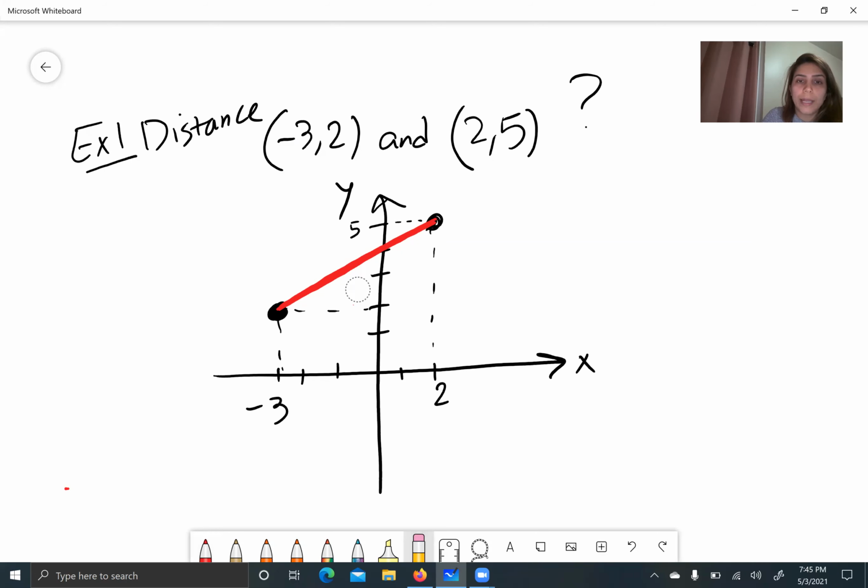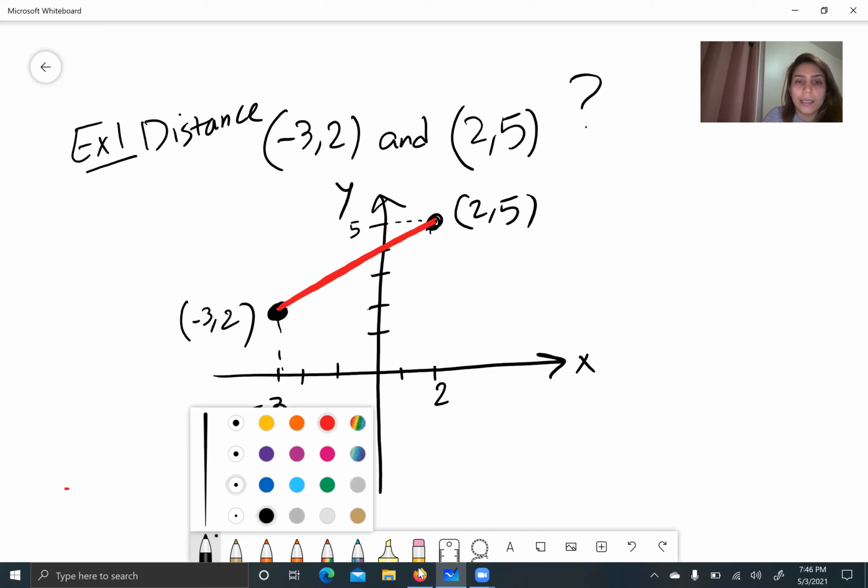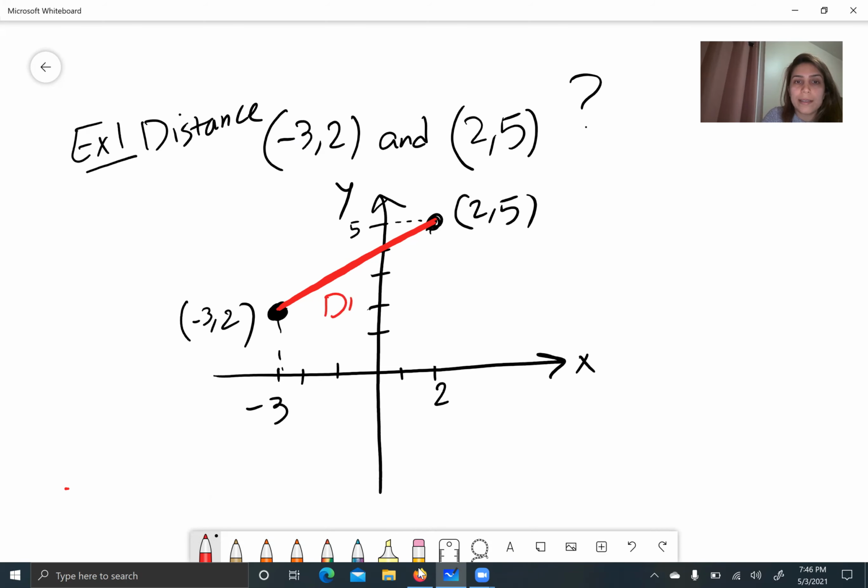I hope that's clear. Maybe I also label the points. So this is the point -3 and 2. This is the point 2 and 5 on the plane. Then whatever is the value of the red line is the distance between these 2 points. So the question is, what is that value?